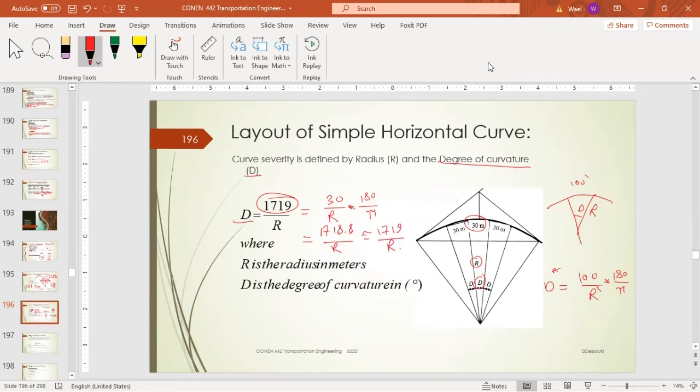And R here must be in meters. So if you have a degree of curvature, you can calculate R. R equals how much? 1719 divided by D. And D should be in degrees, and R here is going to be in meters. Actually, this is an indication of the degree of severity of the curve. Any questions so far?